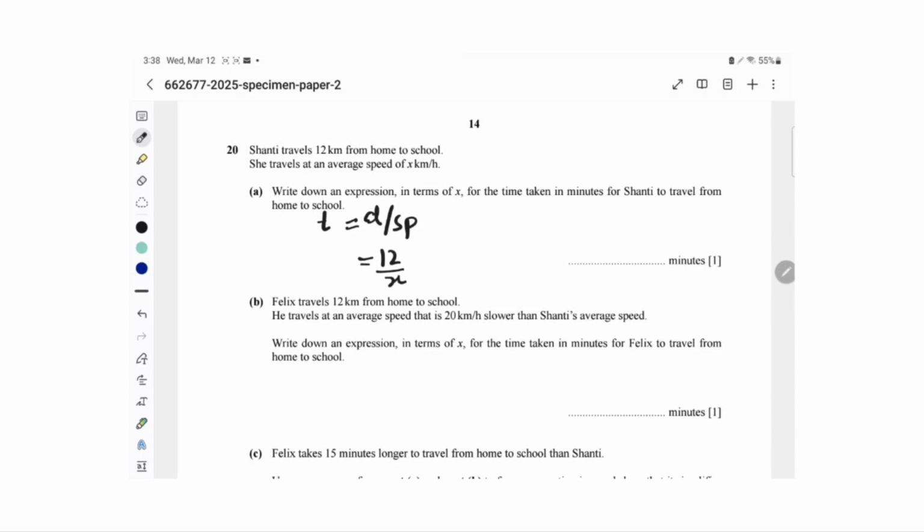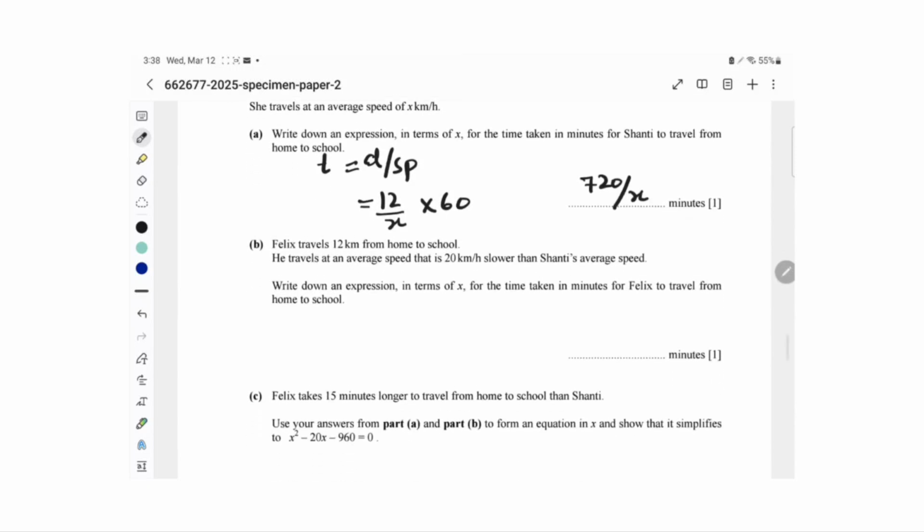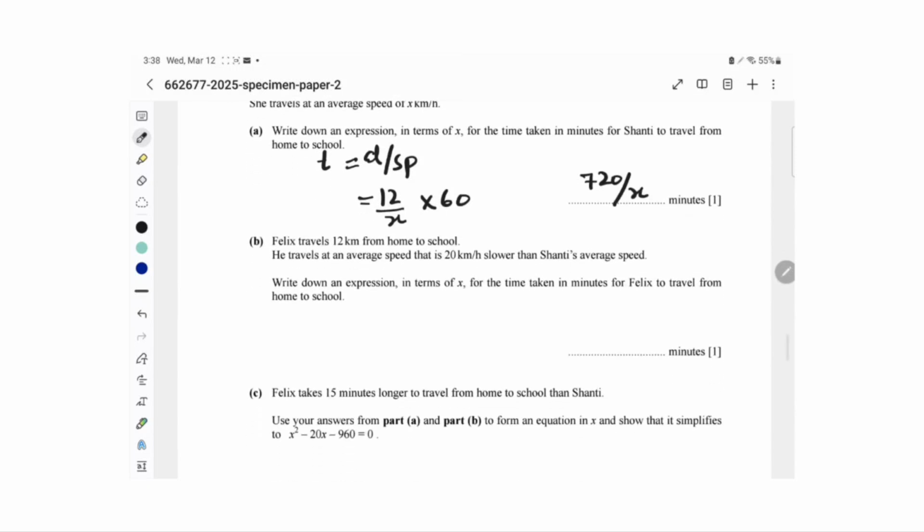Distance is 12 and the speed is x, and they're asking for the time in minutes. As the speed is in kilometers per hour, to find minutes we multiply 12 by 60, and 12 times 60 is 720, so it becomes 720 over x. Now the next part, 20 part B. Felix travels 12 kilometers from home to school.